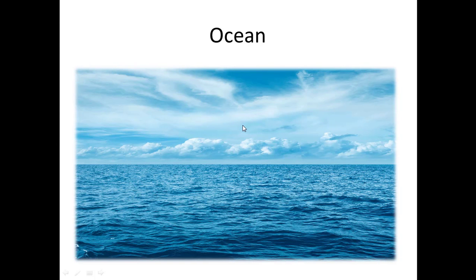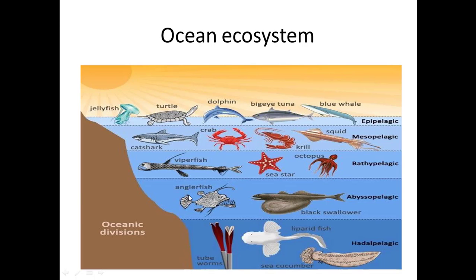We can find saltwater from where? From the ocean, okay? From the ocean we can find saltwater. And the ocean ecosystem, look, is very diverse, okay? This one is the ocean ecosystem. Some animals and plants can live in the ocean ecosystem.